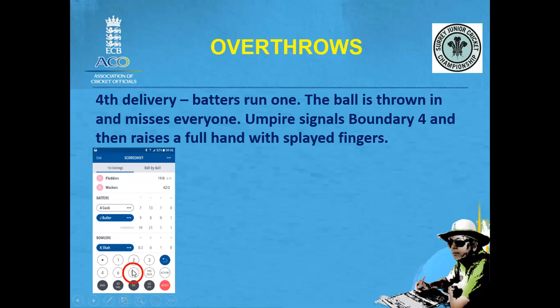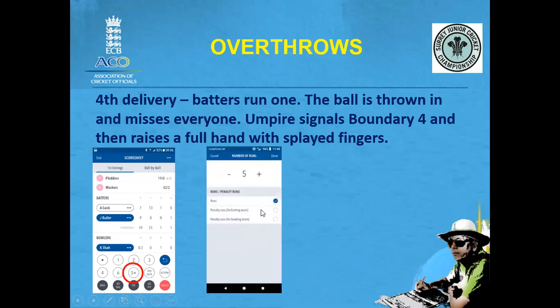This button with 5 plus is for anything out of the ordinary. 1, 2, 3, 4, and 6 are the normal scores. If we click on 5 plus, we get this screen, which in this case we don't have to touch because it's 5 runs. If it was more than 5, if they'd run 3 and then there were 4 overthrows, we'd need to put 7 in.